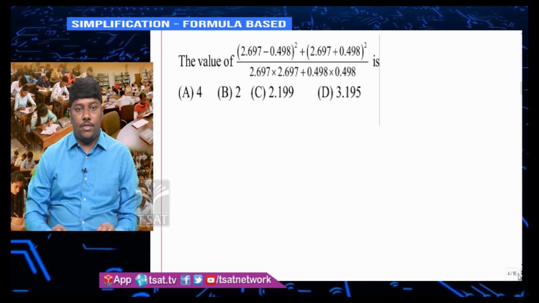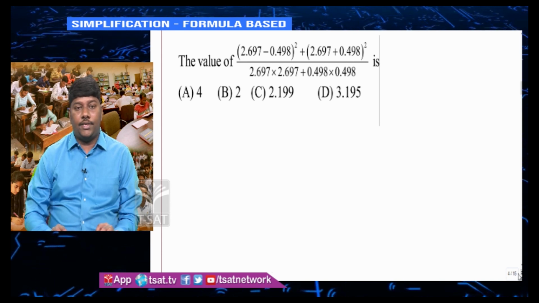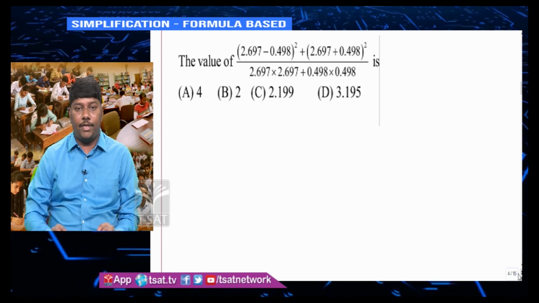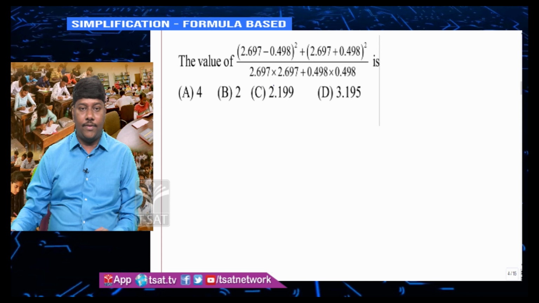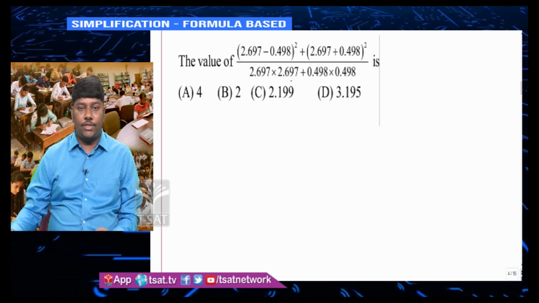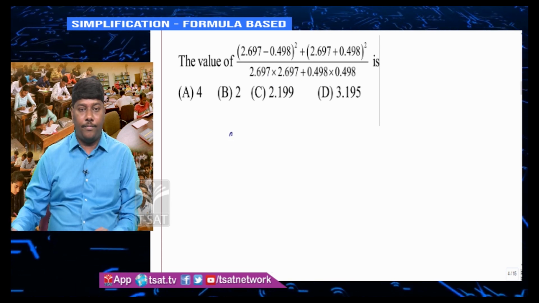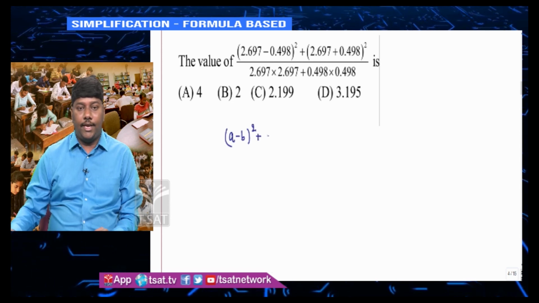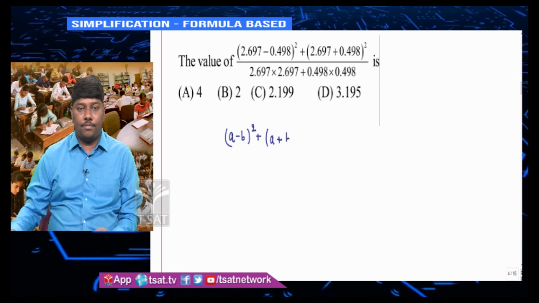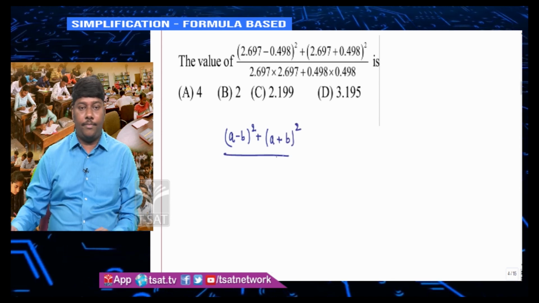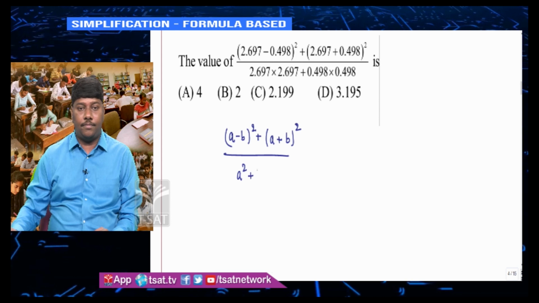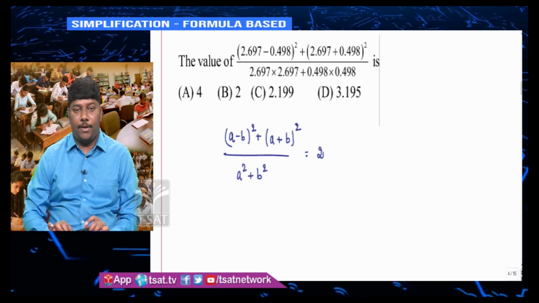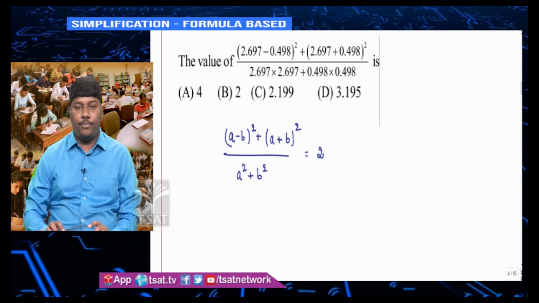Now look at this question. This question is (2.697 − 0.498)² ... it is like (a−b)² + (a+b)² divided by a² + b², simply in the form of ((a−b)² + (a+b)²) / (a² + b²), which is equal to, we know, 2. We have already discussed this formula in the previous class. The result is 2. But what is a here?